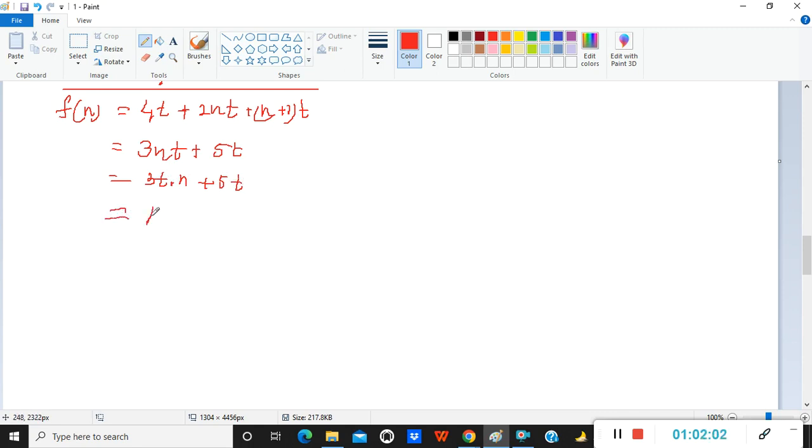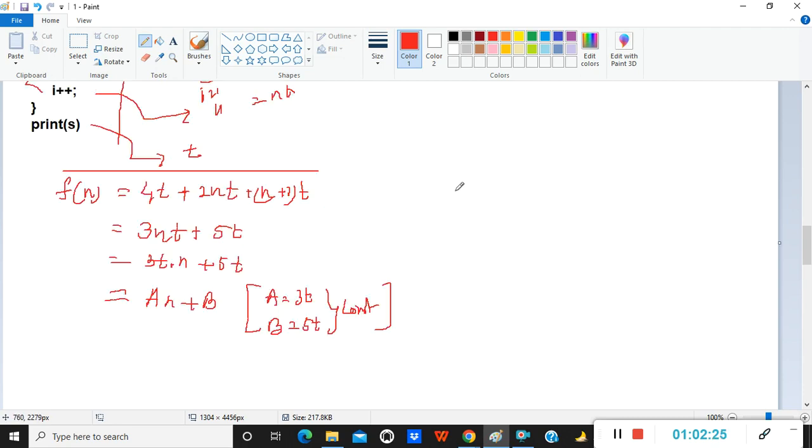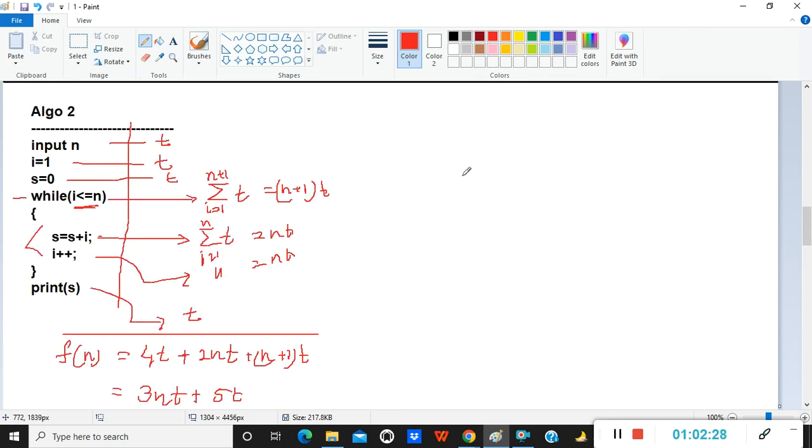Now I am taking that this is your an plus b. Why? Because we are considering a is equal to 3t, and b is equal to 5t, right? And these are both constants. We did this kind of problem in math last time, with a different variable. We proved this kind of sums.